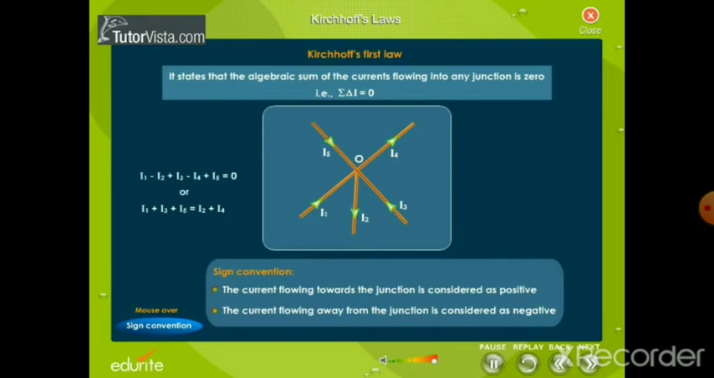Or I1 plus I3 plus I5 is equal to I2 plus I4. The total current towards the junction equals total current away from the junction. This law is in accordance with the law of conservation of charges.